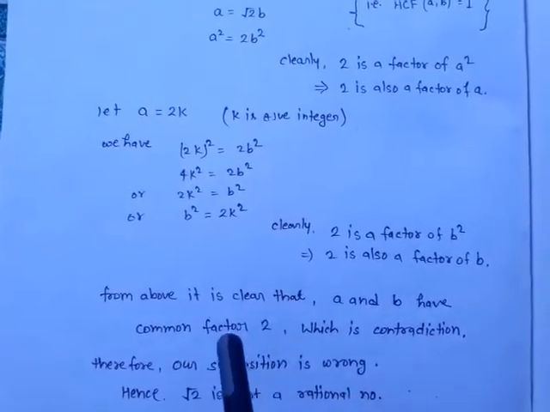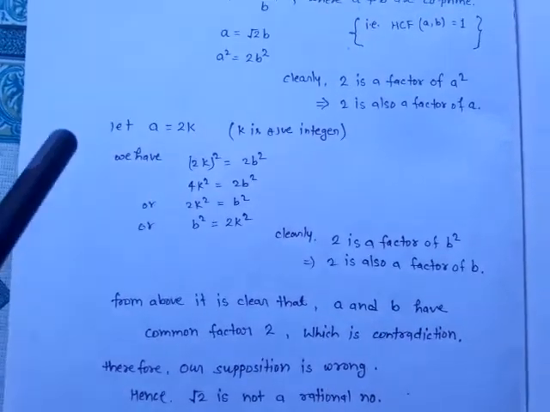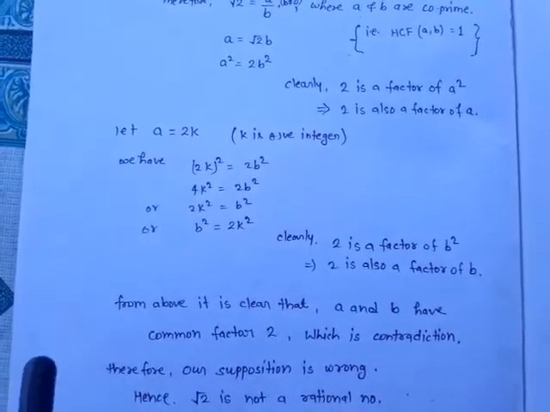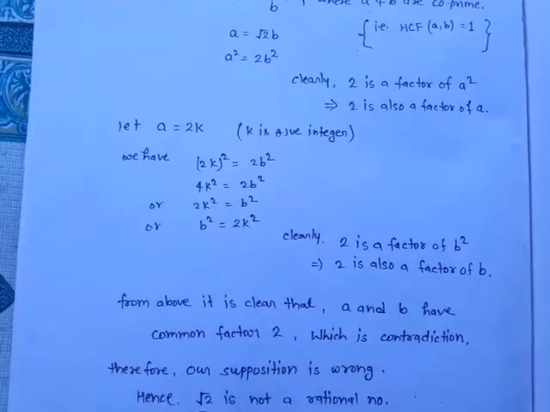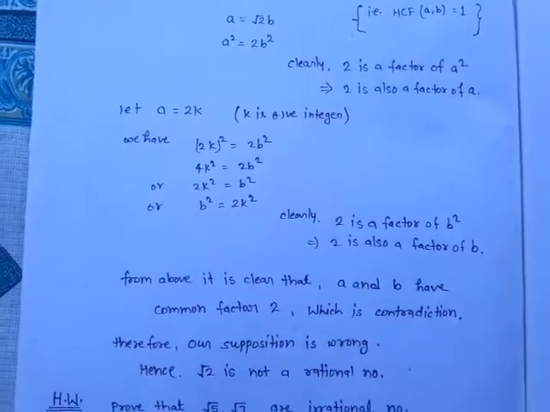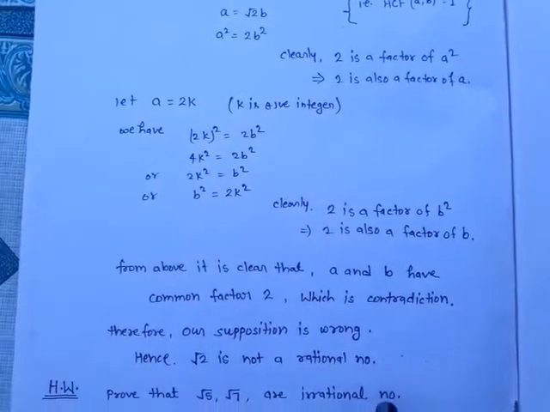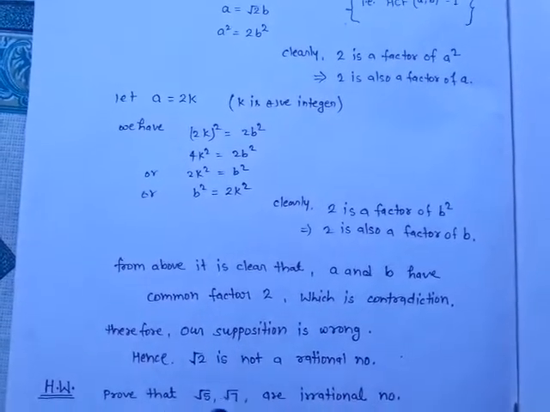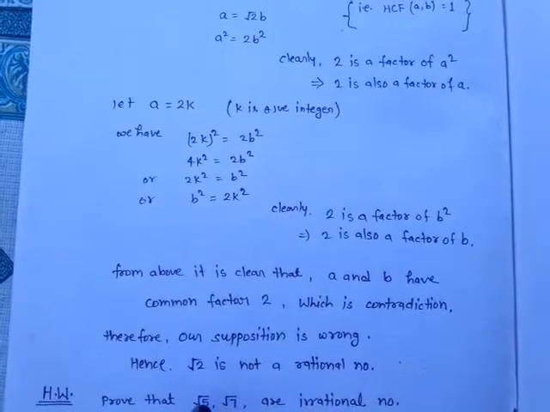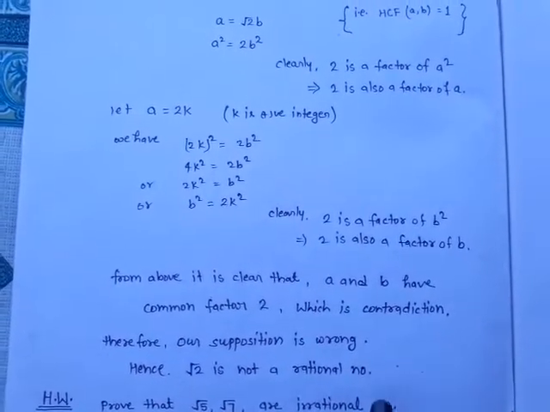In such types of questions, we should work carefully. Now, using this, you can solve your homework. Prove that root 5 and root 7 are irrational numbers. On the basis of this lecture, you can solve this: root 5 and root 7 are irrational numbers.